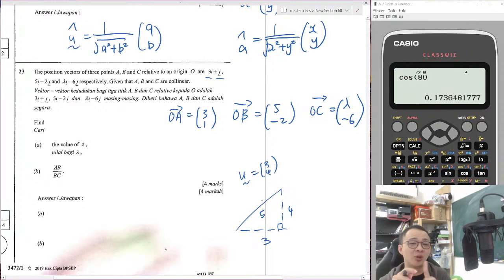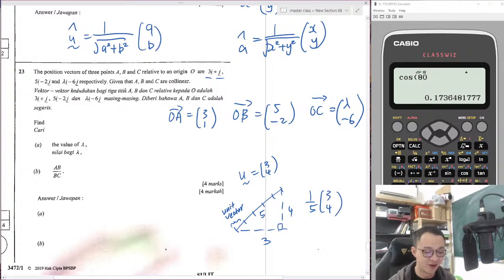For the unit vector, they want to know, how about 1 unit? Basically, I can cut it into 5 different units. So this one is called the unit vector, 1 unit of the vector. So this is the reason why you have 1 over 5 multiplied by 3, 4, because you take it in 5 parts, isn't it?